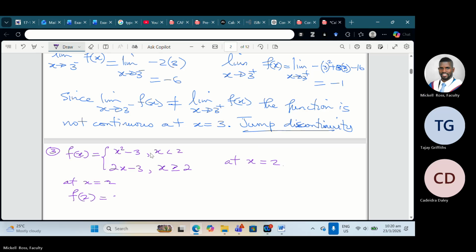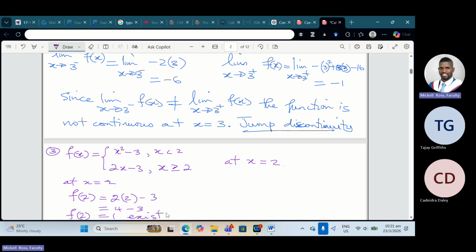Now for this function, which is a quadratic, how do we know that it's a quadratic? Because the highest power of the variable is 2. We are using values for x that are less than 2. And for this part that is linear, because the highest power of x is 1, we're using values for x that are equal to 2 and greater than 2. So when it says at x equal to 2, we're going to use this function right here. So we have 2 times 2 minus 3, so that's 4 minus 3, which is equal to 1. So f of 2 exists.